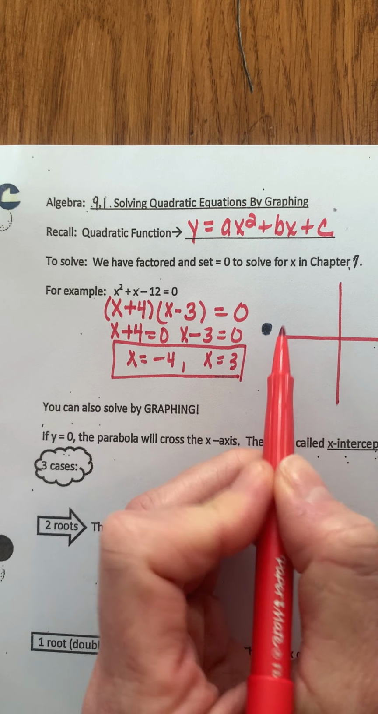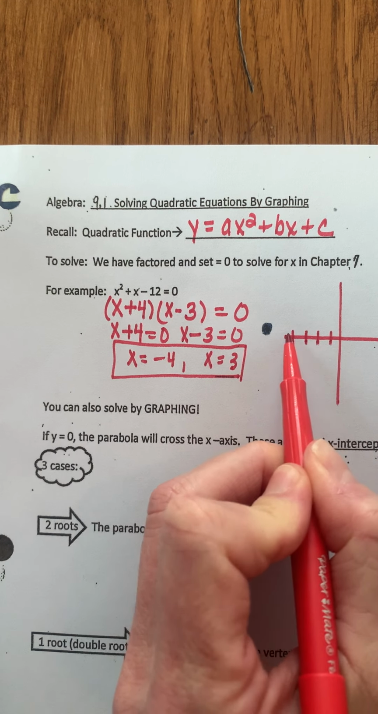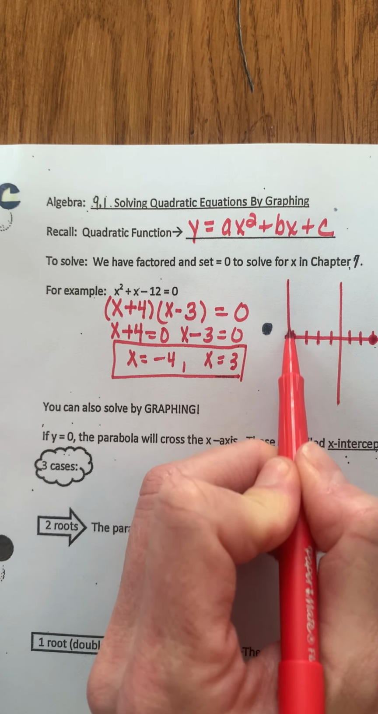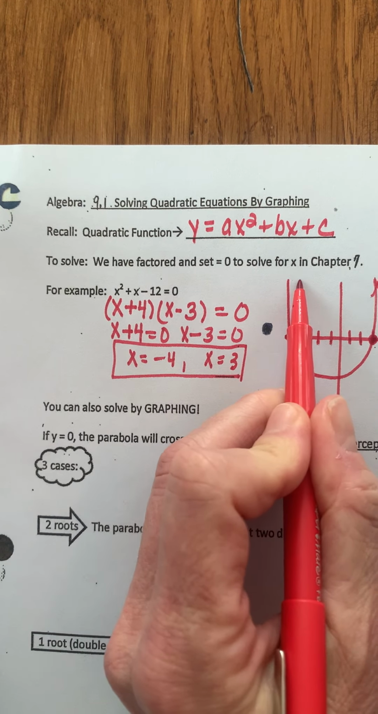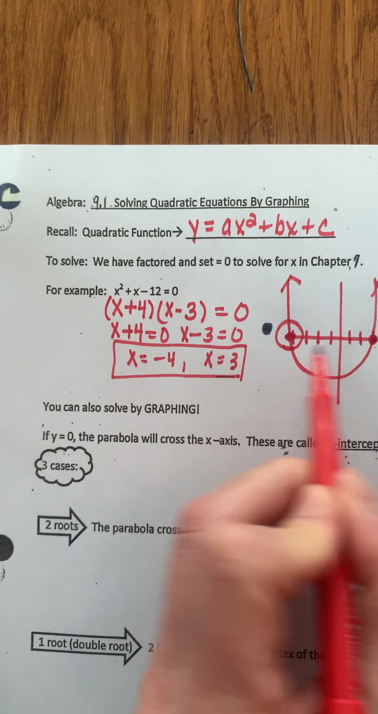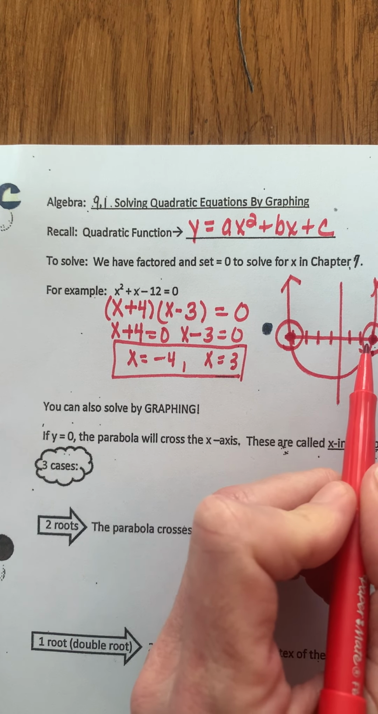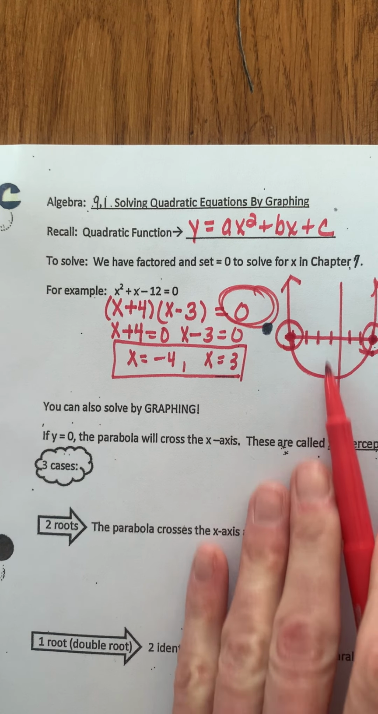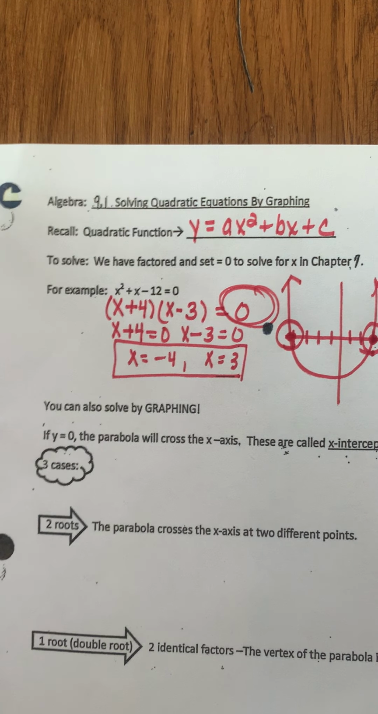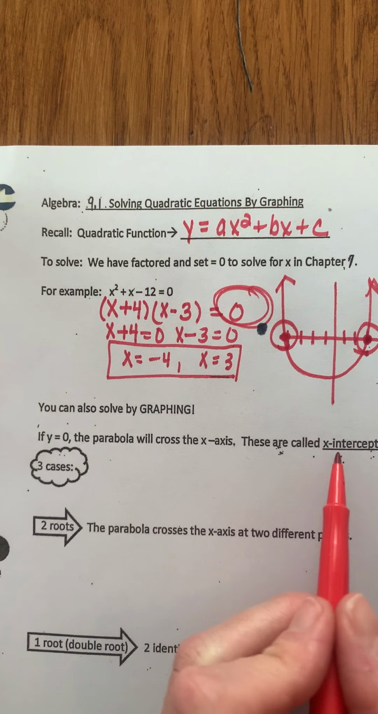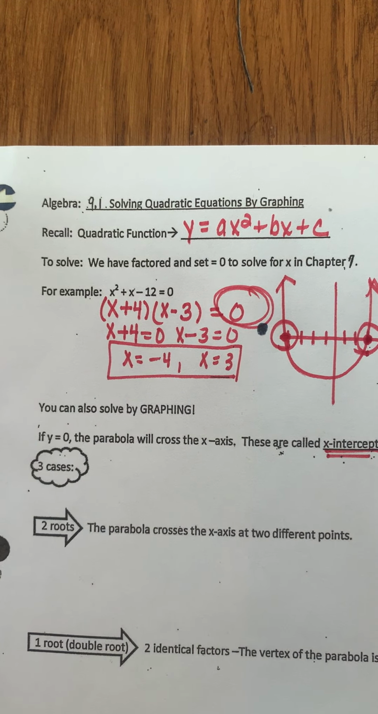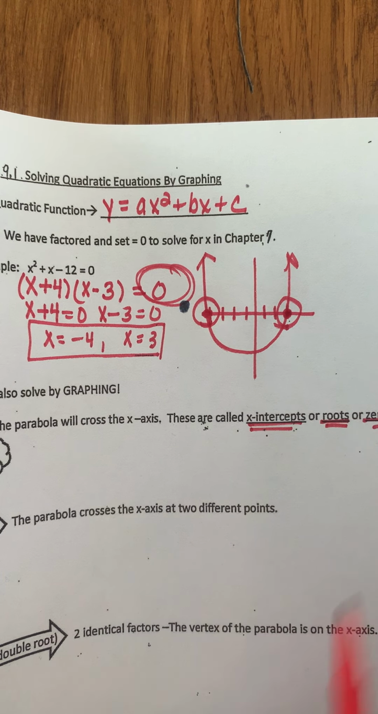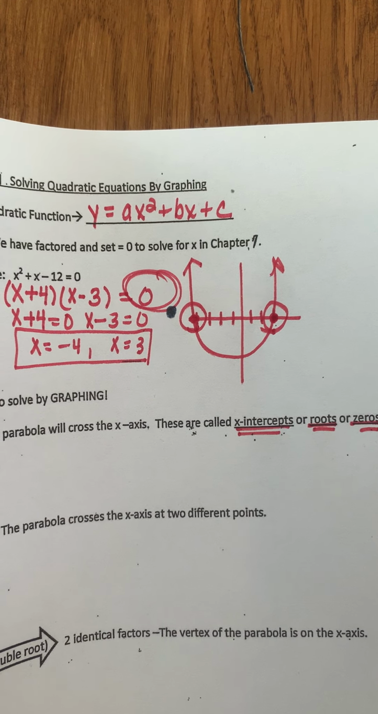So basically, if you were to graph this parabola, it wouldn't look exactly like this, but something like this. It would be opening up, and it would cross the x-axis at negative 4 and positive 3. It would cross the x-axis there because y is 0, so you're not going up and down at all on the y-axis. So it's whatever your x-intercepts are. Another name for that is your roots. Another name is your zeros, okay?